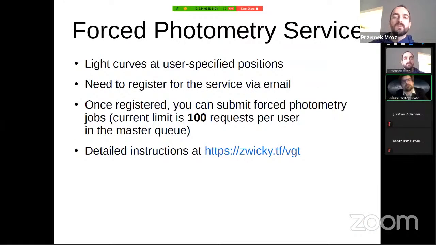And our most recent tool, the forced photometry service, lets you request forced photometry of your favorite object at user-specified positions. This service is public, but you need to register for it via email. Once registered, you can submit requests for forced photometry. Currently, there is a limit of 100 requests per user per day. If you are interested in using this service, you can see more instructions at this URL.